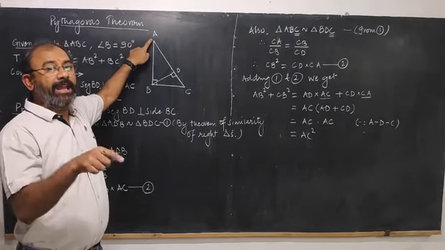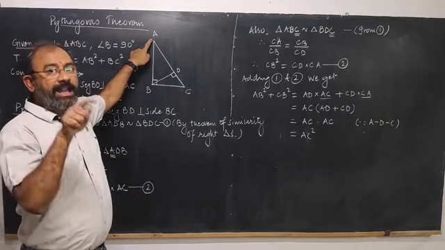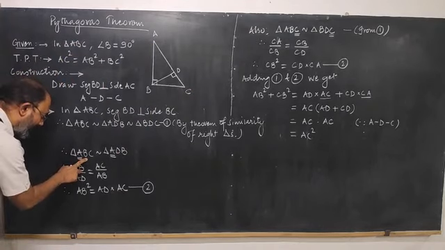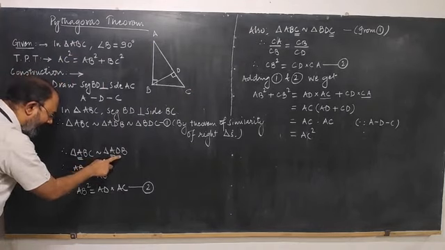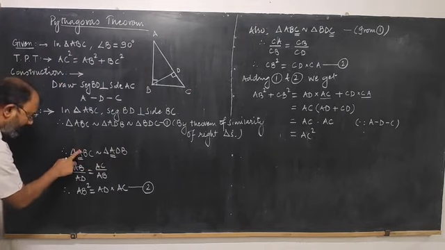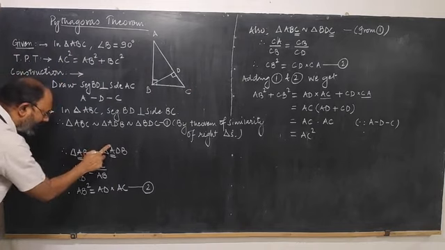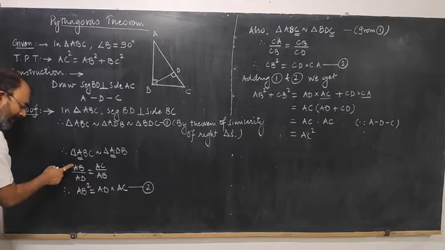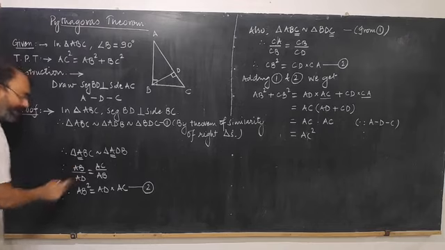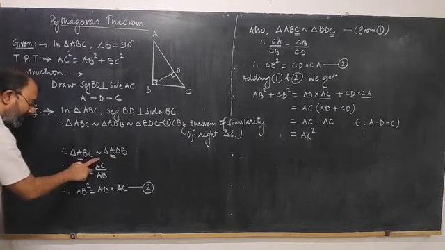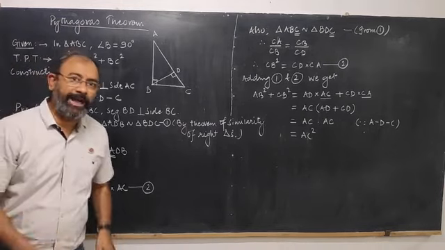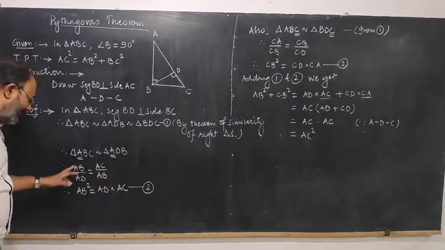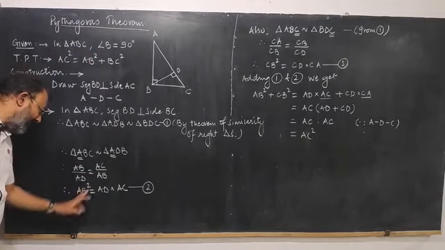Having vertex A. And why A? Because A is the endpoint of the hypotenuse. So I will write AB, the corresponding side is AD. So AB upon AD is equal to AC upon AB. Cross multiply, you get AB square is equal to AD into AC. I have underlined A because I am going to write 4 segments with vertex A.